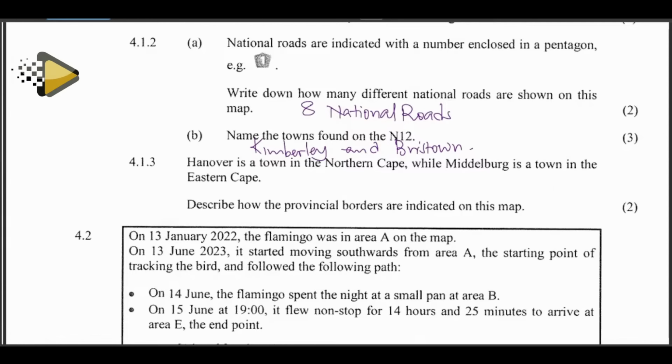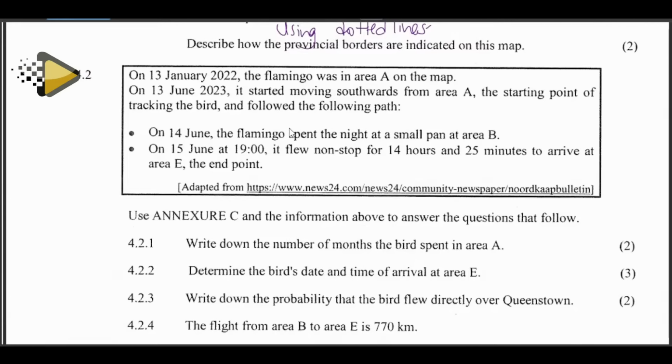Okay, Kuruman is a town in Northern Cape, so describe how the provincial borders are indicated. How are borders indicated? We say using what? The dotted lines. Dotted lines, okay.